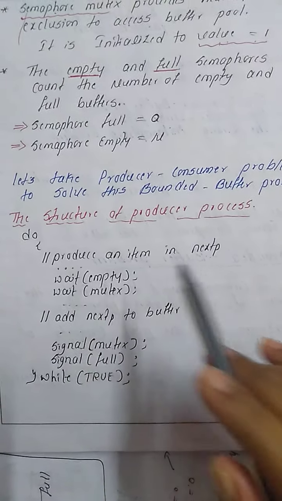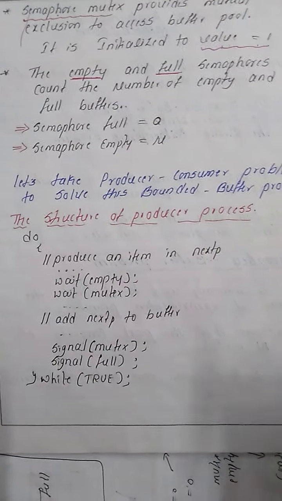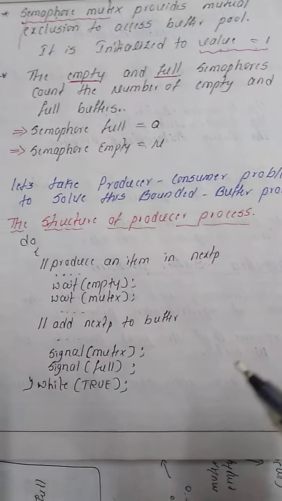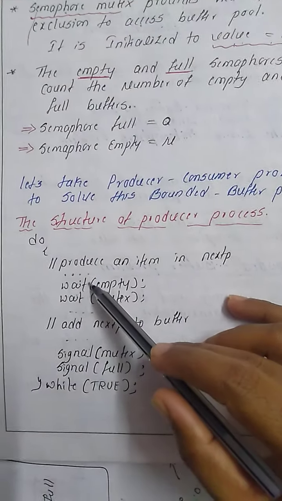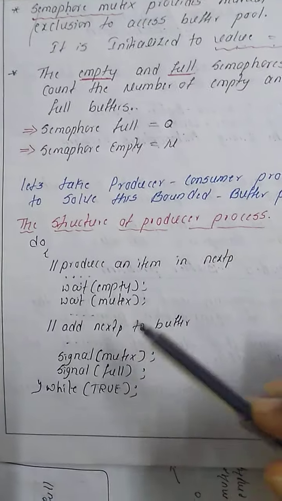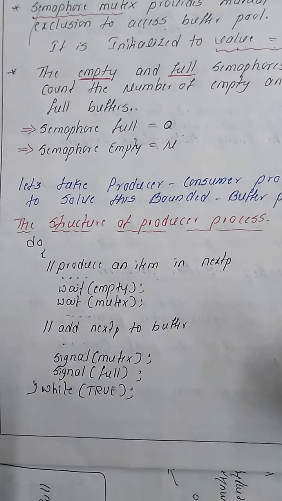As I said in the last video, a semaphore contains two operations, wait and signal. Wait always decrements the value by 1. Signal always increments the value by 1. Now we can see the code using the producer and consumer.